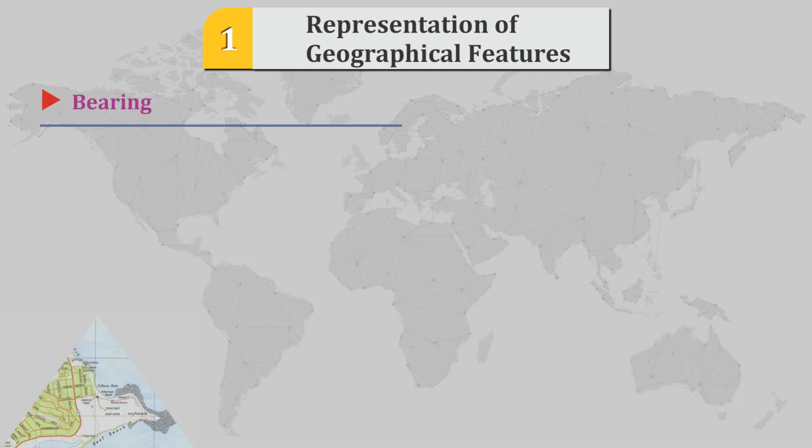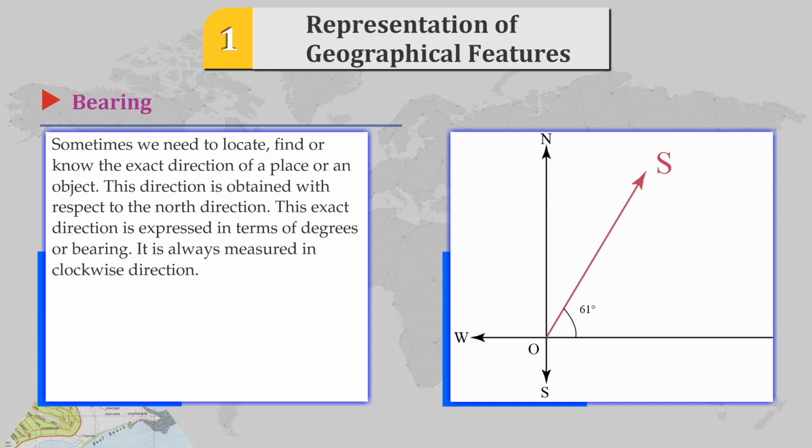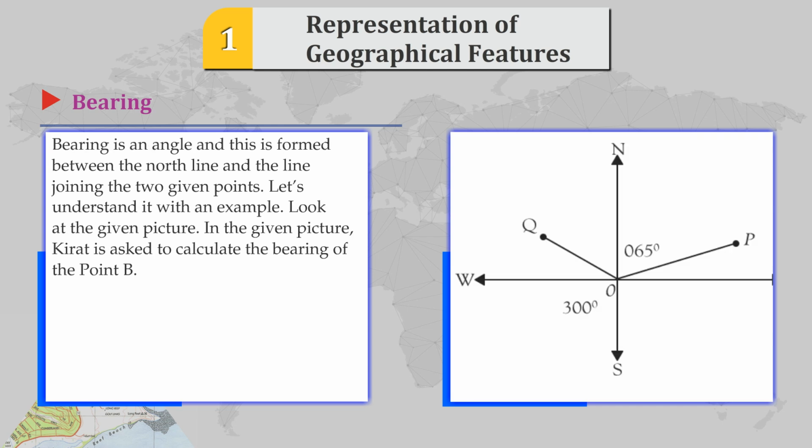Bearing. Sometimes we need to locate, find or know the exact direction of a place or an object. This direction is obtained with respect to the north direction. This exact direction is expressed in terms of degrees or bearing. It is always measured in clockwise direction. Bearing is an angle and this is formed between the north line and the line joining the 2 given points.